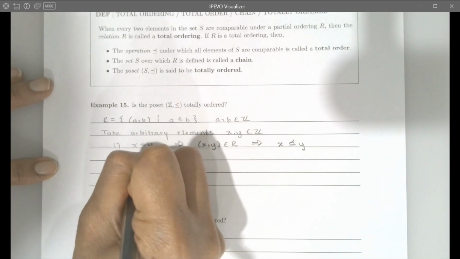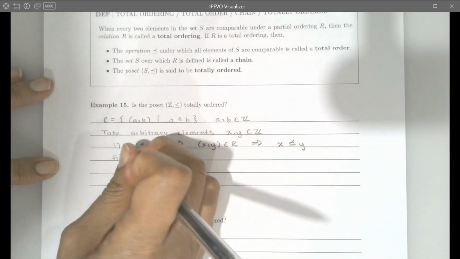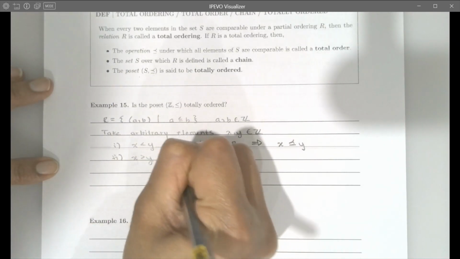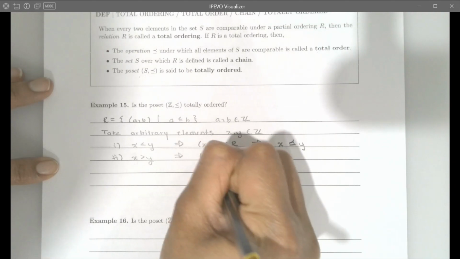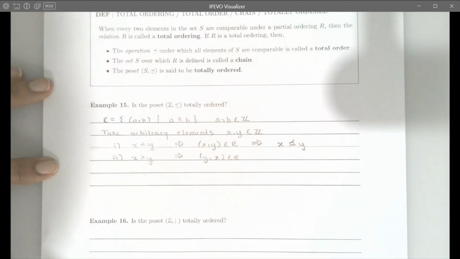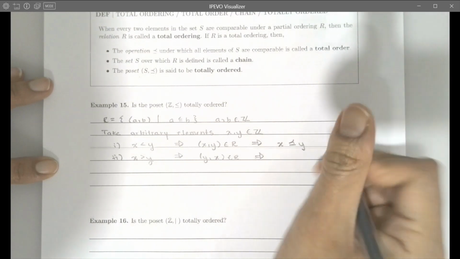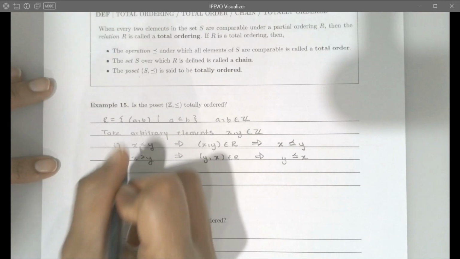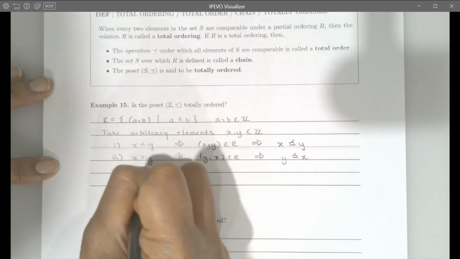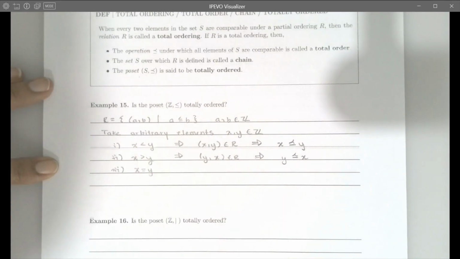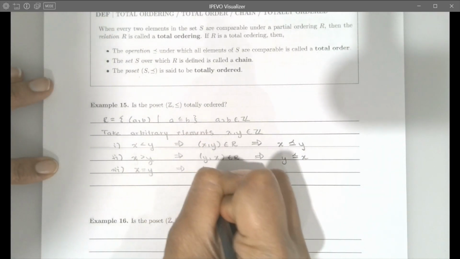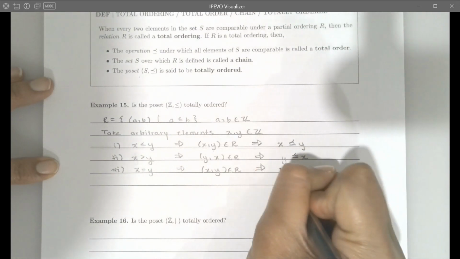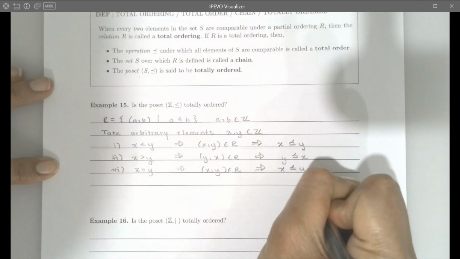If we have instead that x is greater than y, then we have that the ordered pair y comma x will be part of the relation. And in that case, y will take precedence over x. And finally, if x is equal to y, well, that means that we still have the ordered pair x comma y as being part of R. So that means that x will take precedence over y.